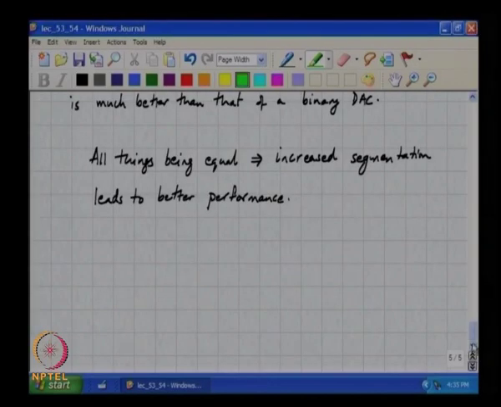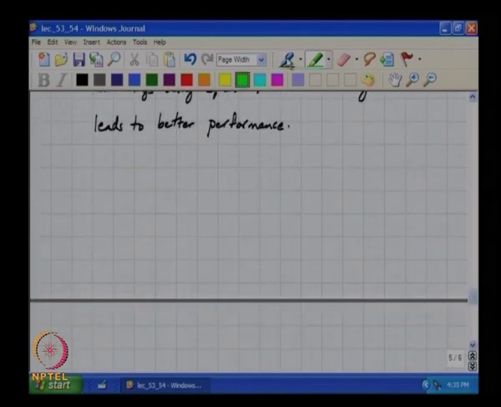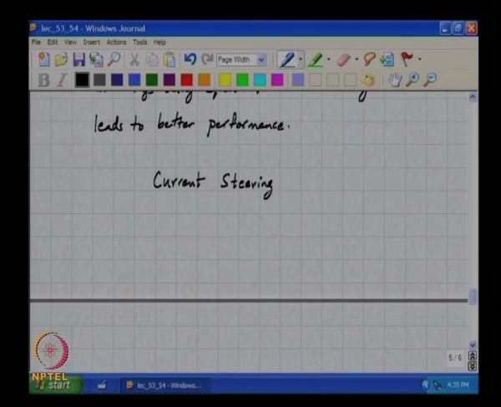Is this clear? Okay. Now, this family of DACs are called current steering DACs and form a very important class of DACs used in practice, alright. And the reason why they are used so frequently is that they have very good high speed performance.